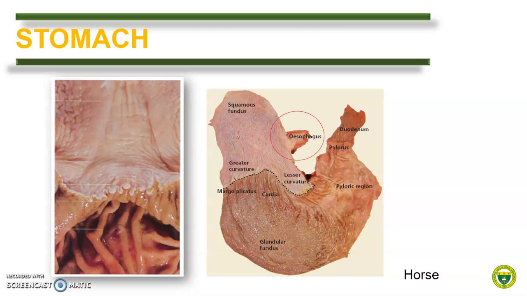The cardiac sphincter is well developed in horses, and with the oblique entrance of the esophagus to the stomach, it makes it difficult for them to vomit.